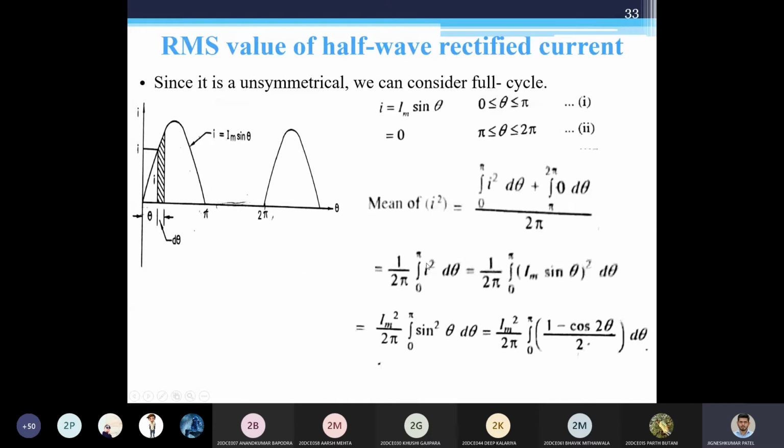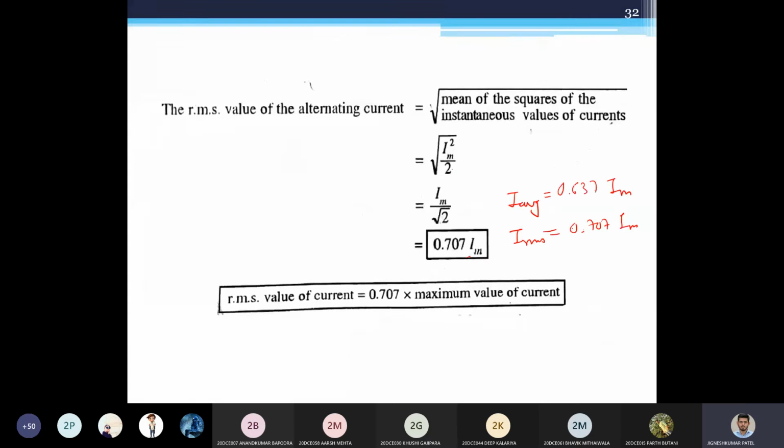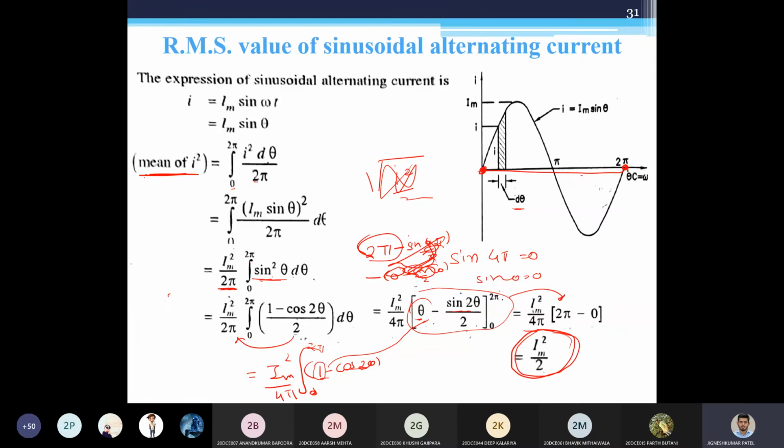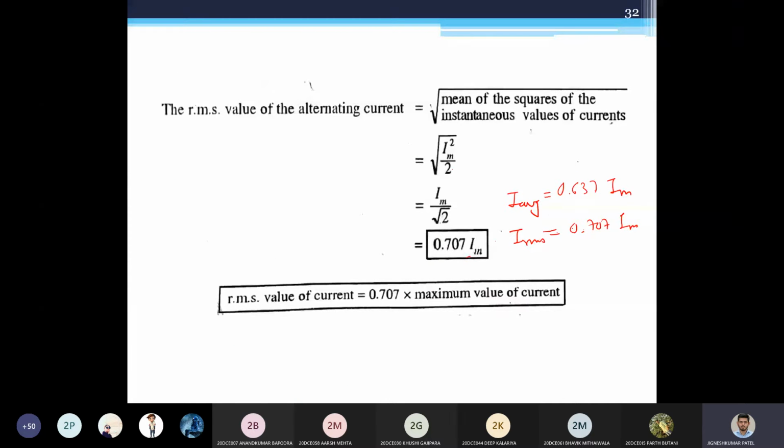Okay. So this is for the rectified or half cycle wave, and this is for the full cycle wave. So these are the equations for your average value and RMS value for half cycle as well as full cycle. That is how you can derive them. That's all. If you have any question, you can ask.